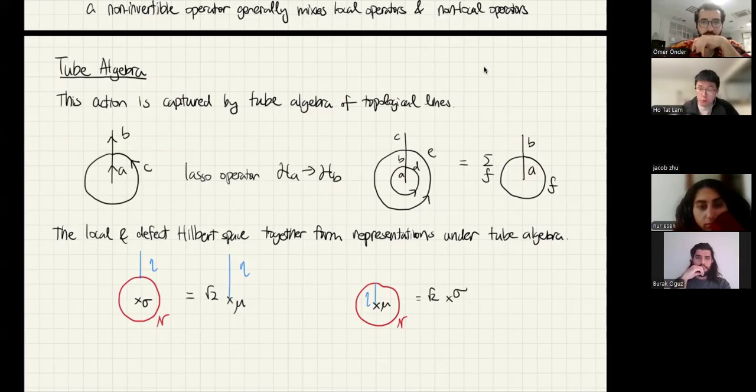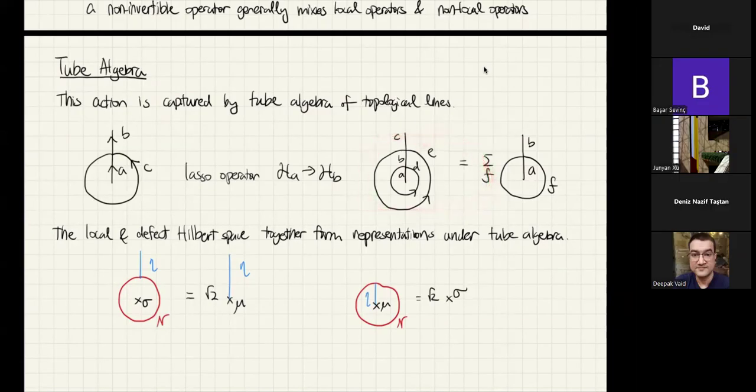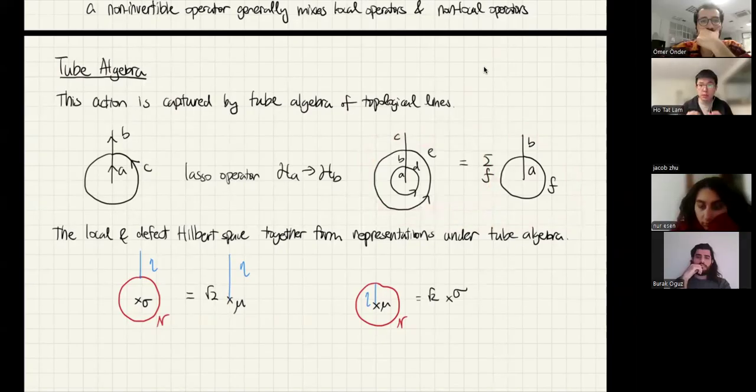And you can also compose them in the following way. And then this defines an algebra. So that's why it's called tube algebra. And the reason why it's called tube algebra is because by state operator correspondence, it's just like a tube, right? It's like acting on a tube. So that's why it's called tube algebra.